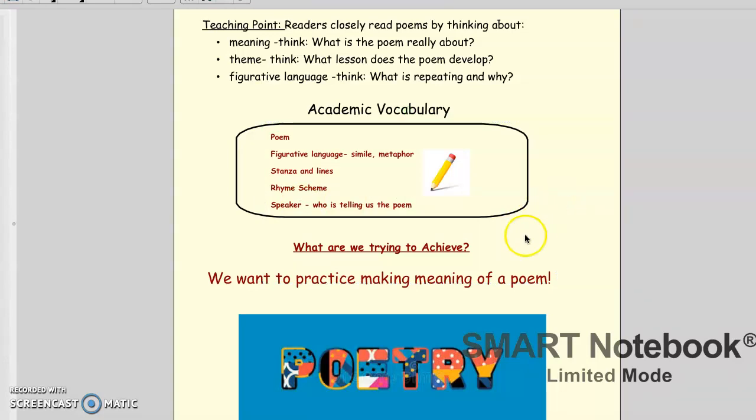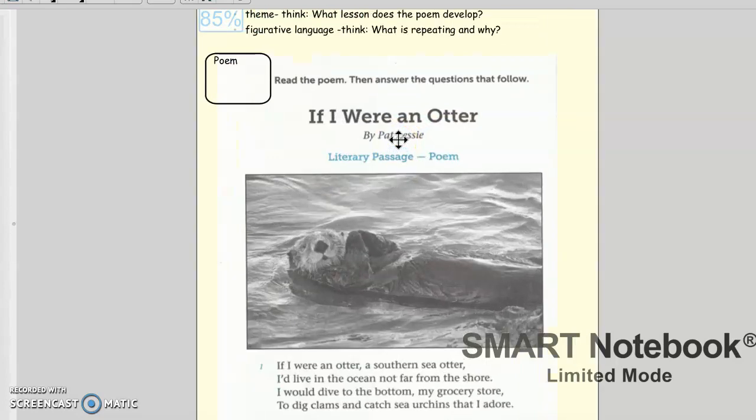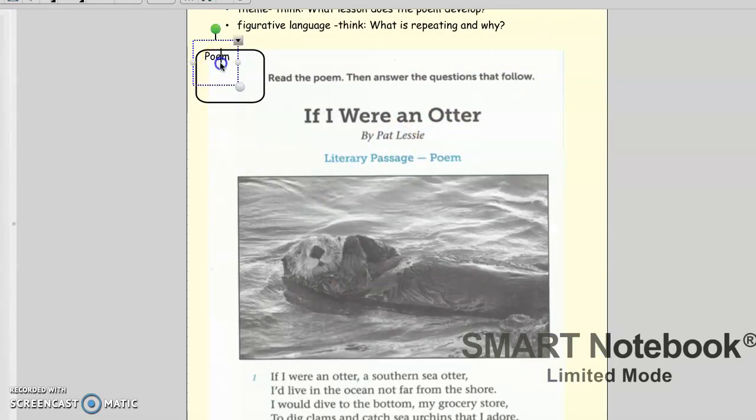So here's what we are trying to achieve today. We want to practice making meaning of a poem. So let's begin. So here is the Sea Otter poem I was talking to you about. And watch me as I go through the genre lens that we will be reading for.